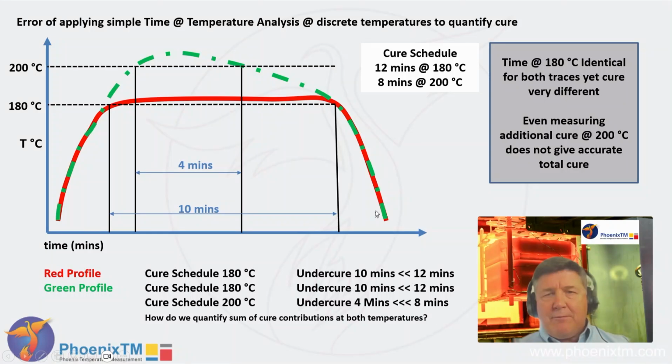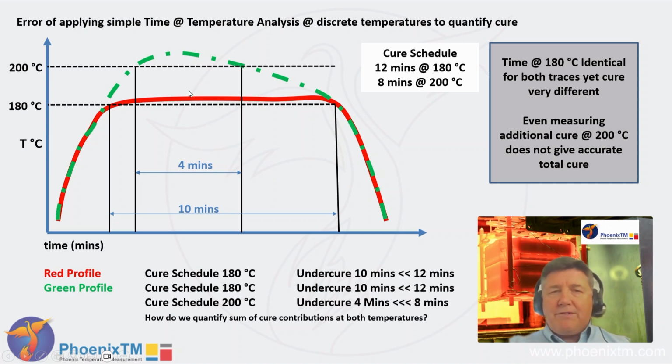To reiterate the problem, here we have a schematic of a very simplistic profile. We have two traces, one red and one green. If we want to measure the time and temperature at 180 degrees, you'll notice that both traces, the green and the red trace, both have a time above temperature of 10 minutes. This is less than the 12-minute target that we're trying to achieve.